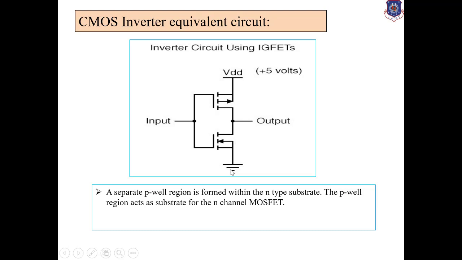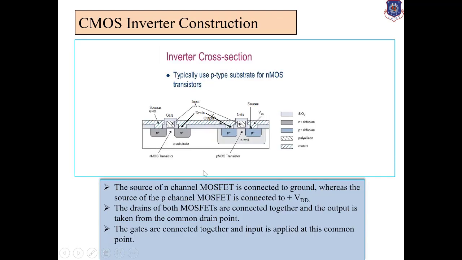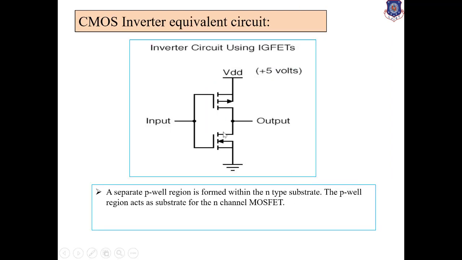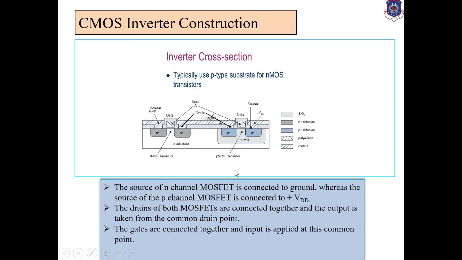The source is grounded for NMOS and the source terminal of PMOS is connected to the plus VDD. These points are described here in the explanation. The source of the N-channel MOSFET is connected to the ground, whereas the source of the P-channel MOSFET is connected to plus VDD. Again, I am repeating, this is NMOS and this is PMOS. Plus VDD, source is connected to the ground, right?